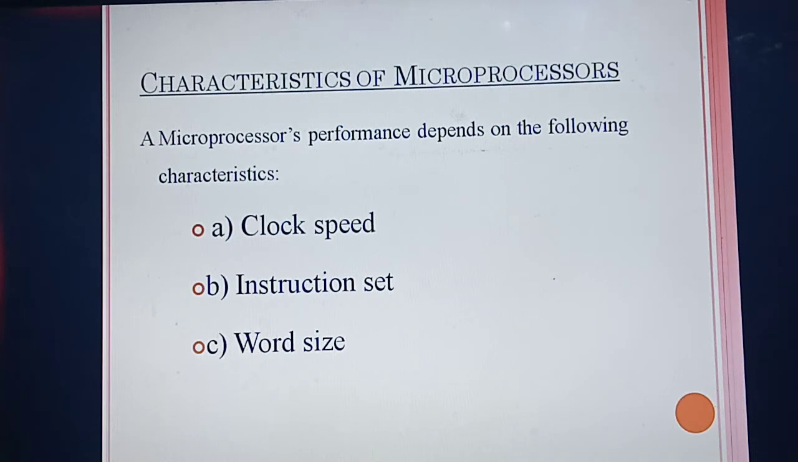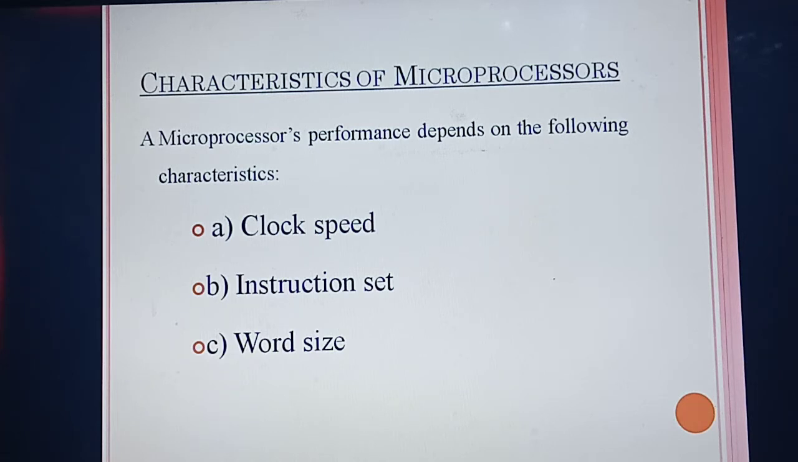The microprocessor has mainly 3 important characteristics. How many important characteristics are there in total? 3. A very important question, again and again I am telling. In the first chapter the expected questions were generations of computer, functional components, printers. In the same way, in this chapter your expected question is the characteristics of microprocessor. So please note it down.